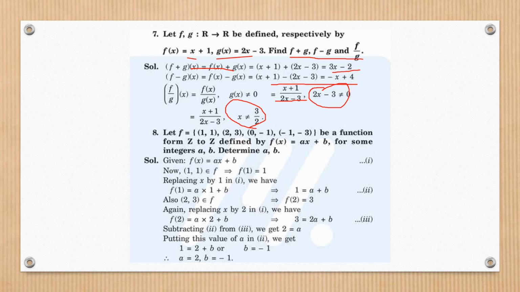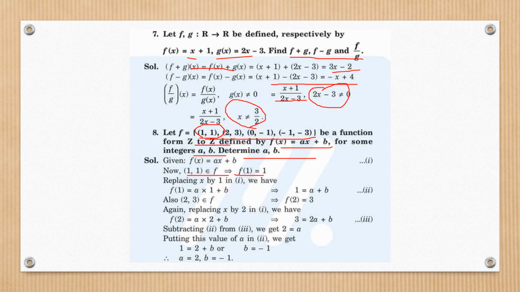f is (1, 1), (2, 3), (0, minus 1), (minus 1, minus 3), a function from Z to Z defined by f(x) equal to ax plus b, the linear function, for some integers a and b. You have to find the values of a and b. We did a question like this in an example also. So we take the first pair (1, 1): in place of x I'll put 1, and in place of y I'll put 1. So f(x) is y, that is 1. So (1, 1) belongs to f, meaning f of 1 is 1, the value of the function at 1 is 1.